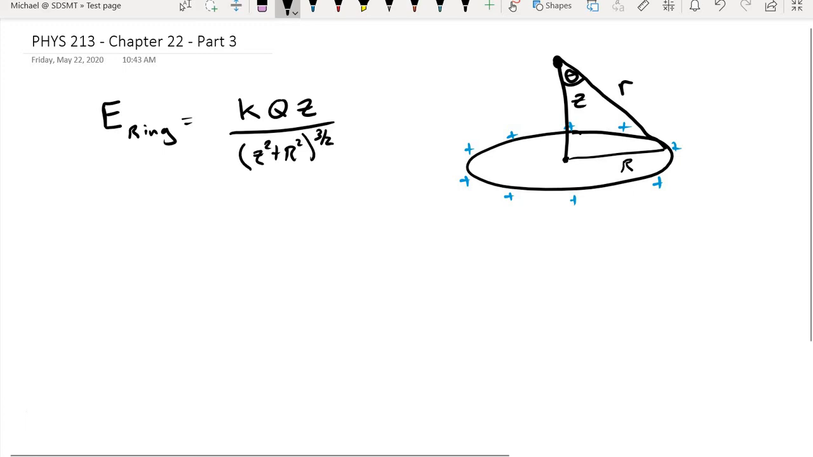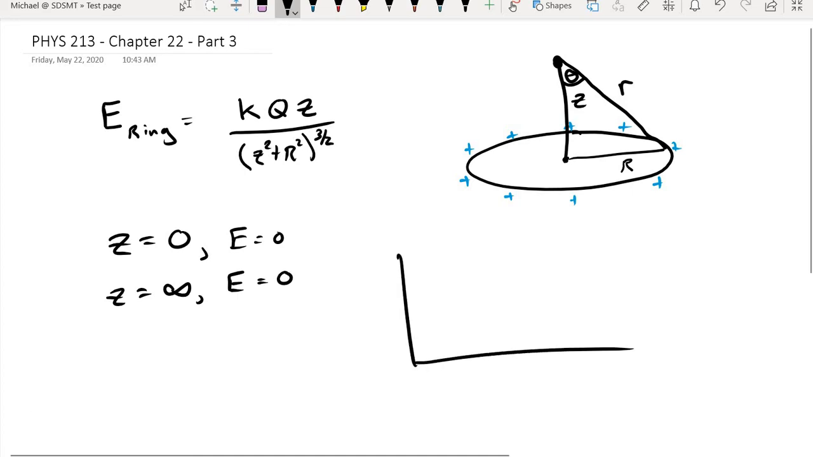And then we played what I called the what if game, which was where we took our expression to the different extremes, letting z equal 0, letting z equal infinity, and the same thing with r. And when we did that, we found that if we let z equal 0, then the electric field will go to 0. And if we let z equal infinity, the electric field would go to 0. And that meant that somewhere in between 0 and infinity, our electric field would have to have some maximum.